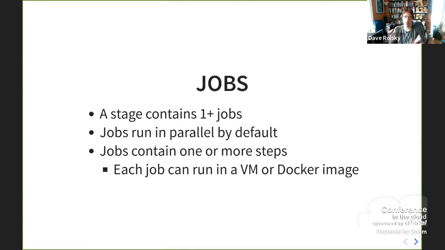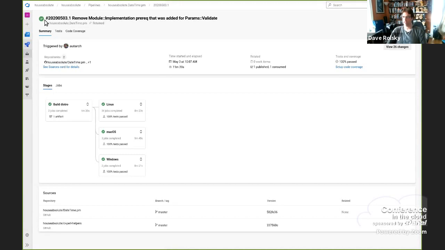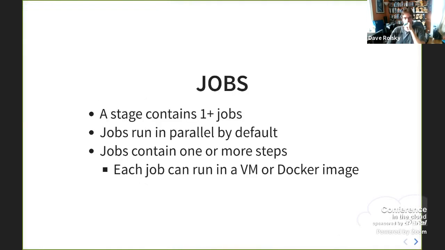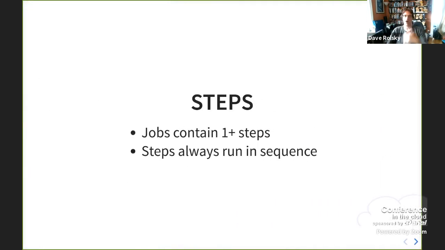A stage contains one or more jobs. By default, all the jobs are parallel, and the jobs contain one or more steps. And each job can run in a VM or a Docker image. And in this system, these are the jobs, these three things, for example. And these were not run in parallel because you can also have dependencies between jobs. So this generate macOS test matrix, that is what everything else depends on. And I will explain the matrix in a bit. So jobs always have one or more steps. The steps are always run in sequence. There's no such thing as a dependency graph for the steps.